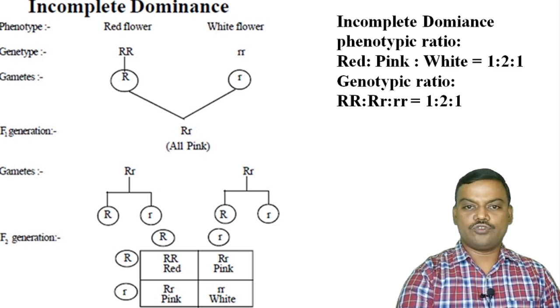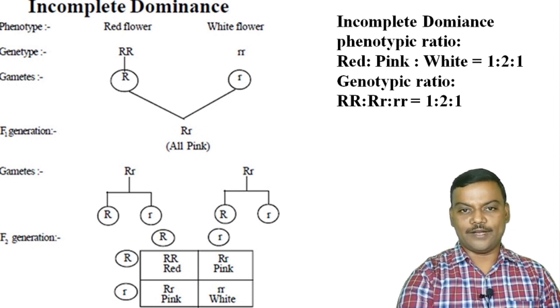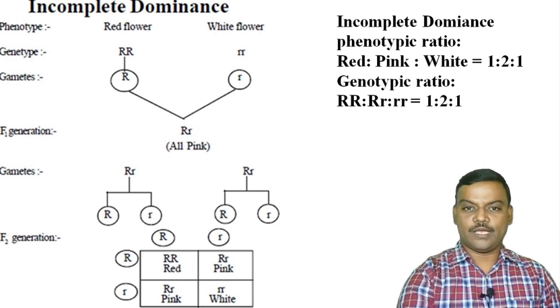Along with that, you should mention the phenotypic and genotypic ratio. So in incomplete dominance, the phenotypic ratio, red is to pink is to white, is equal to 1:2:1. And the genotypic ratio, RR, Rr, rr, also becomes 1:2:1. So due to incomplete dominance, both the phenotypic and genotypic ratio become 1:2:1. It is the answer for the second question.